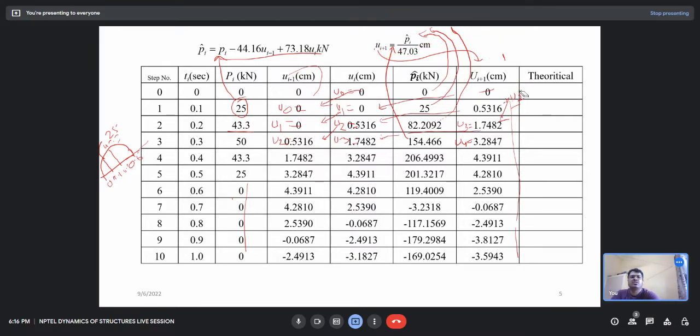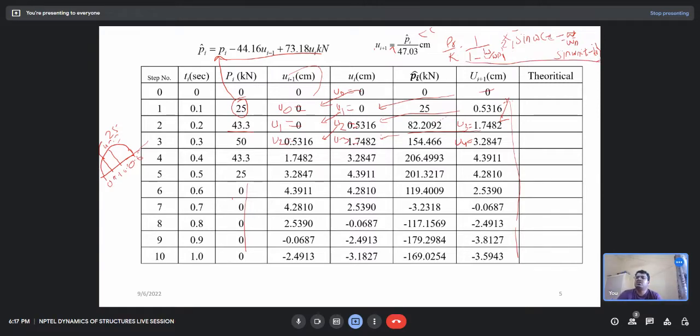Do you know what the theoretical response is for the sine pulse? For the sine pulse, that is p naught by k into 1 minus omega by omega n square, into sine omega t minus omega by omega n into sine omega n t minus td. So that is the response for the full sine pulse.